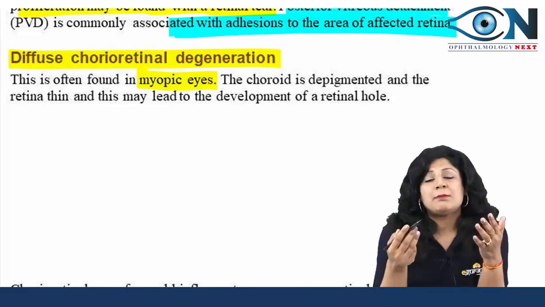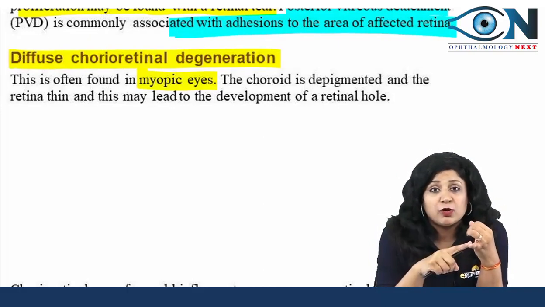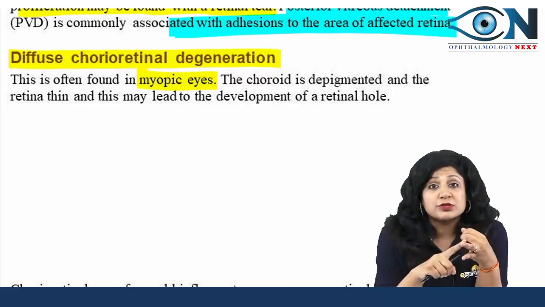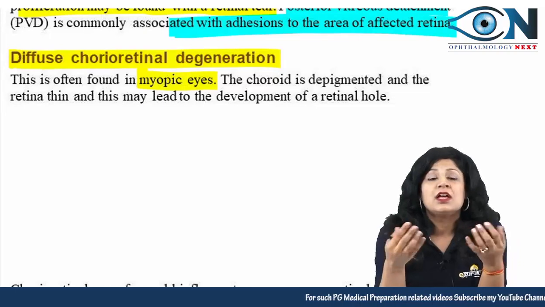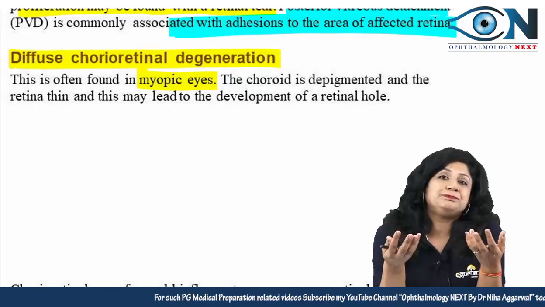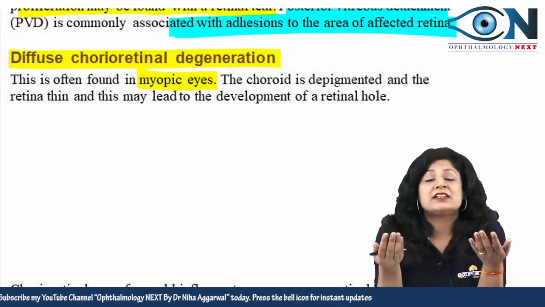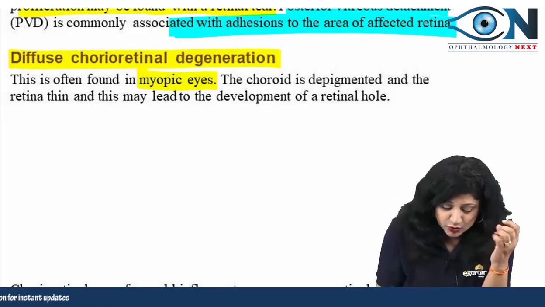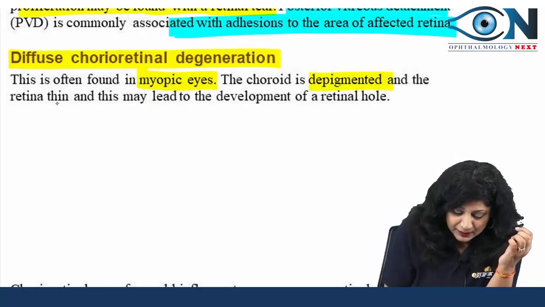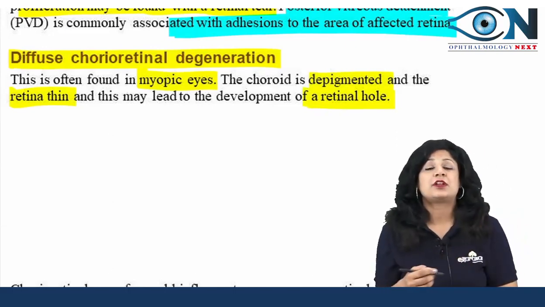Now if you remember what were the changes in the high myopia, you were having the posterior staphyloma, then you were having the Foster Fuchs spots in the choroid, you are having the lacquer cracks, tessellated fundus, we are having peripheral retinal degenerations, we are having the lattice leading to the retinal hole. So we are expecting these many changes. Choroid is depigmented, retina becomes thin, and that is the thing that is responsible for a retinal hole.